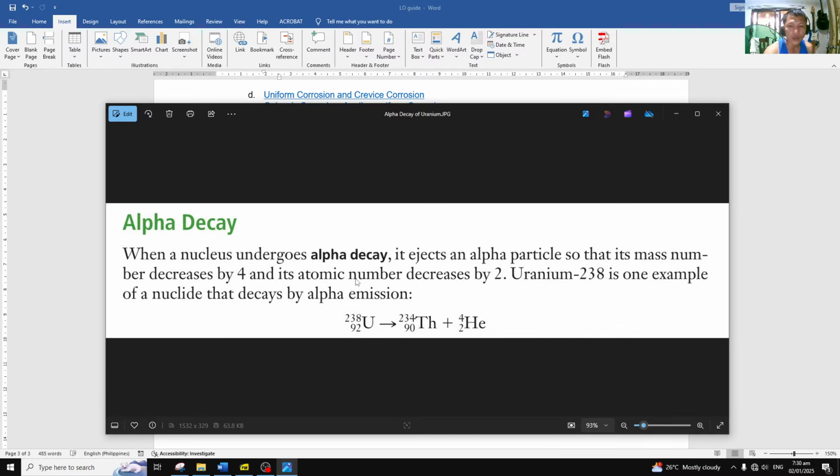It's a nuclear reaction wherein an alpha particle is being ejected, or appears in the product form. Meaning after the nuclear reaction, you have a thorium-234 and a helium atom which is being ejected as radioactive decay or as a radioactive material.